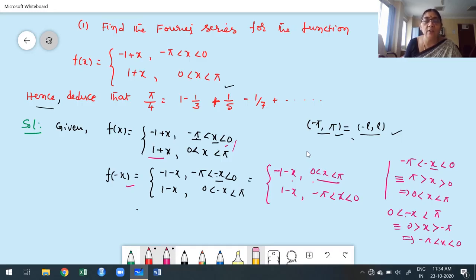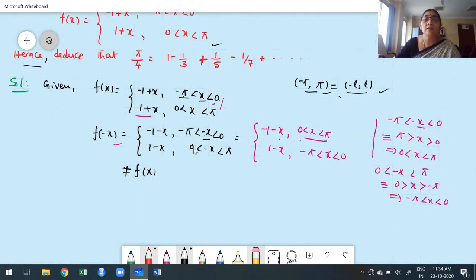Then confidently I have to write that this is not equal to f of x. Therefore, it's not an even function. It's not equal to f of x. Whether it is possible that it is an odd function? How to verify an odd function? Just take the minus sign outside. How to take the minus sign outside here?